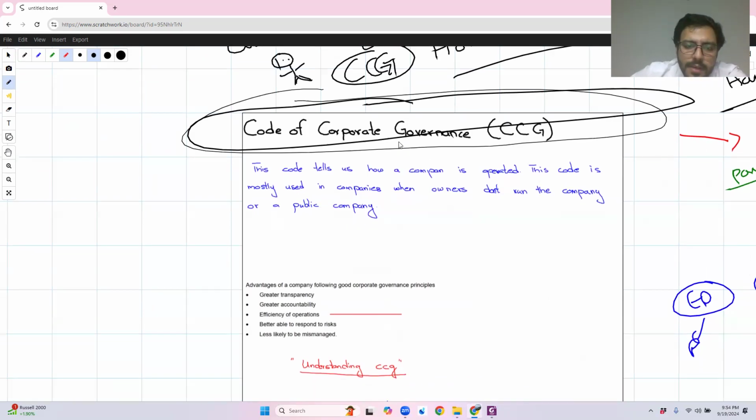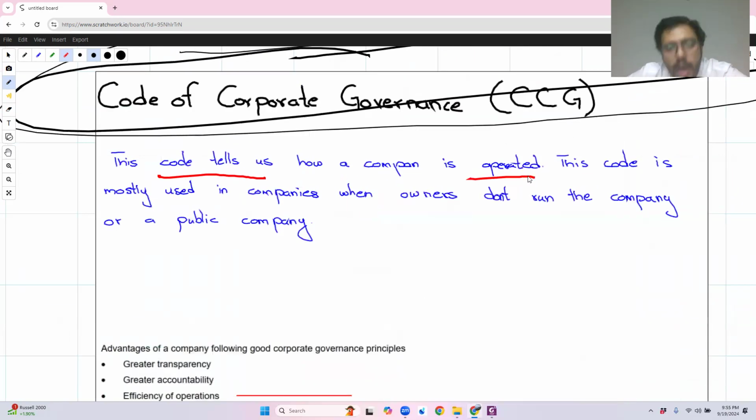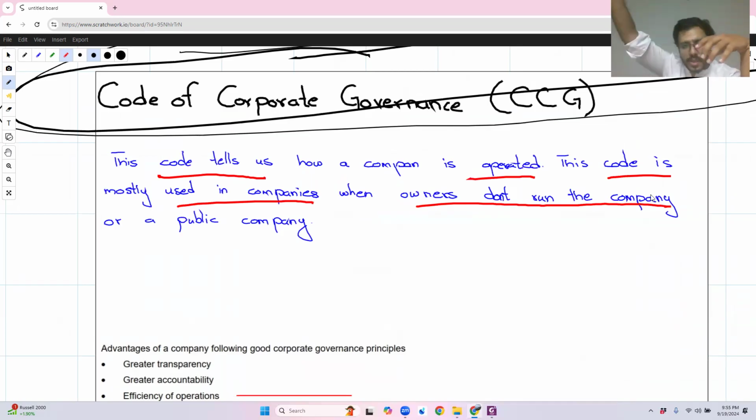What is the code of corporate governance? This code tells us how a company is operated. Again, I told you how a company is run because shareholders are not there. This code is mostly used in companies when owners don't run the company: listed companies, or even the banks, or even, you can say, the insurance companies. They are not run by the owners. So again, you need to have CCG involved, or a public company.